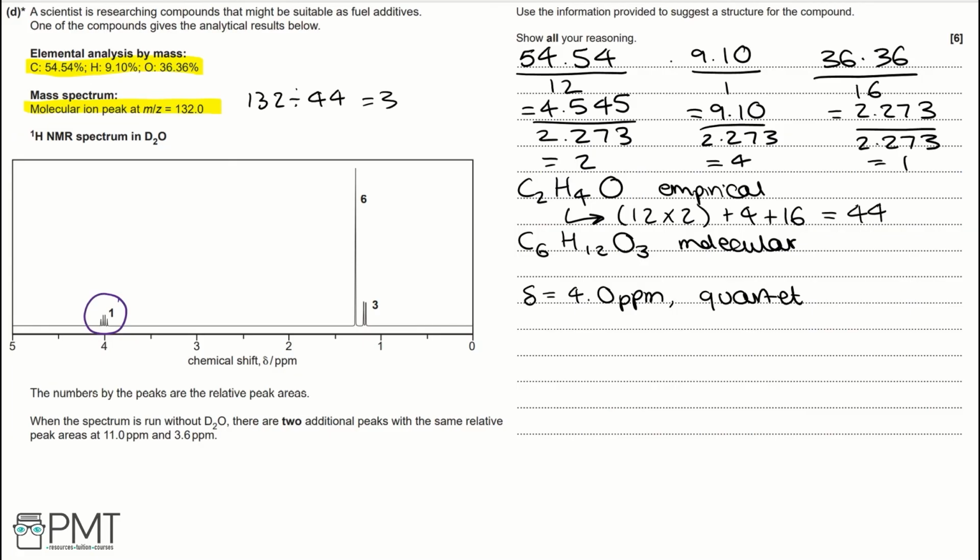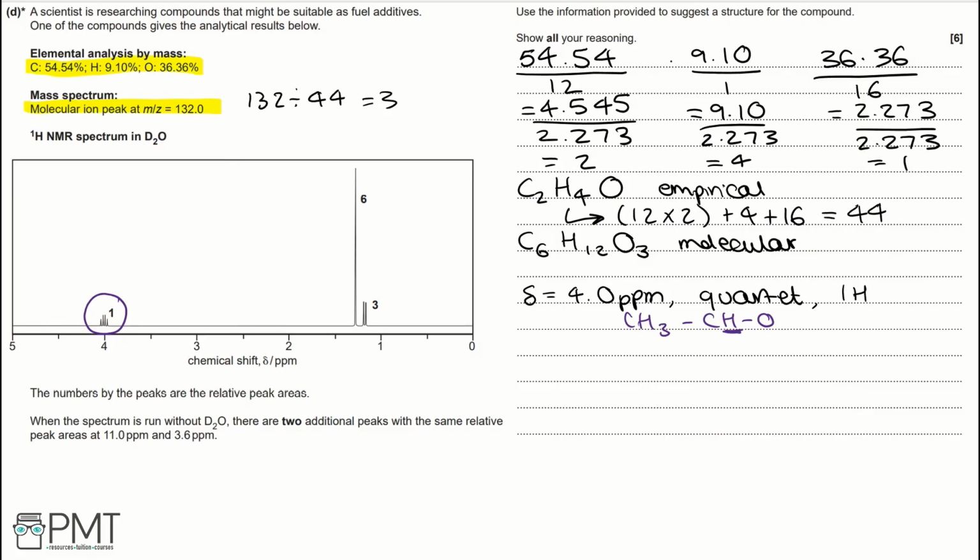So this could be CH3CHO as an environment that it's connected to, and the hydrogen that would produce this would be this hydrogen here, because it's got a 1 next to it, which means that there's 1 hydrogen in this environment.